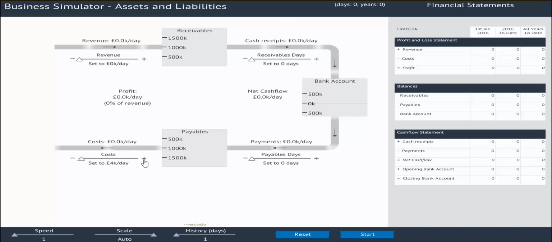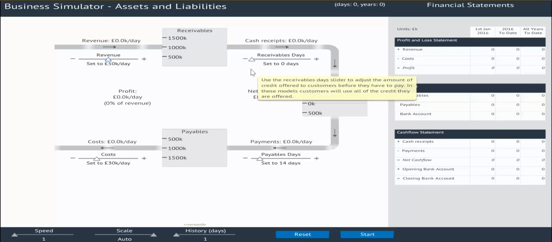So let's set costs initially to £30,000 per day and payables days, for example, to 14 days. We can set initial level of revenue to £50,000 per day. And to start with, let's assume the business is just receiving cash from customers.